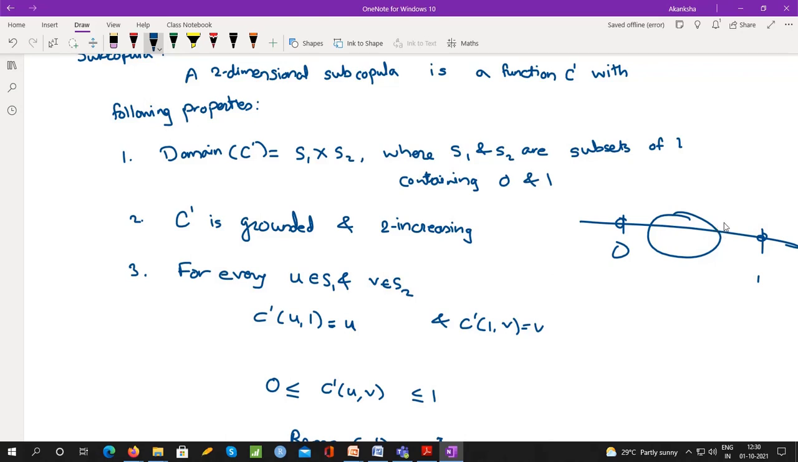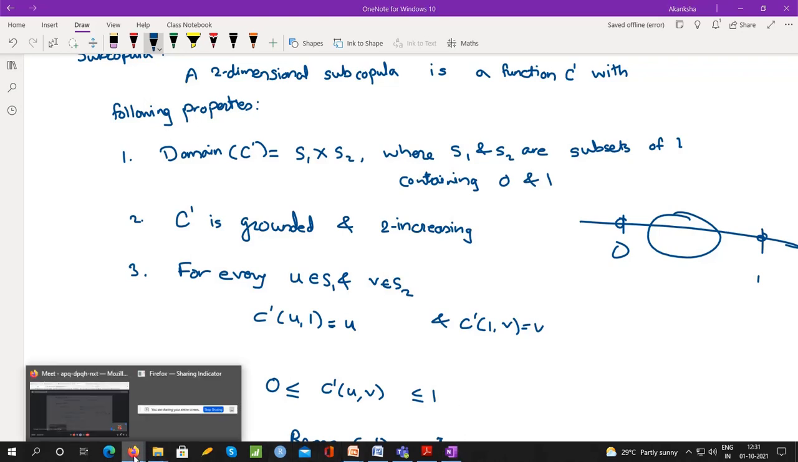So S1 need not be connected. S1 can be disconnected, but 0 and 1 have to be there. Okay, that is the condition in our definition. Because 0 and 1 are always there, 0 would always be the smallest element of the domain and 1 would always be the largest element of the domain. Okay, am I still audible? Yes, ma'am.